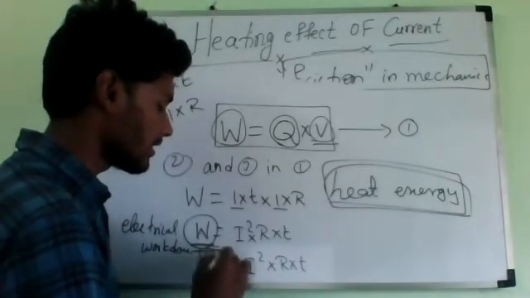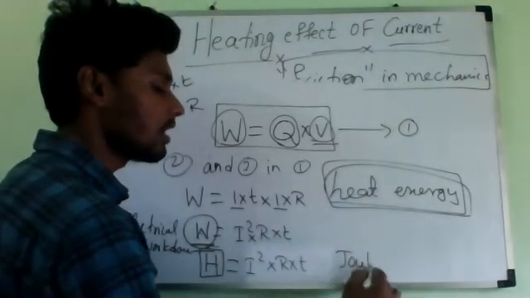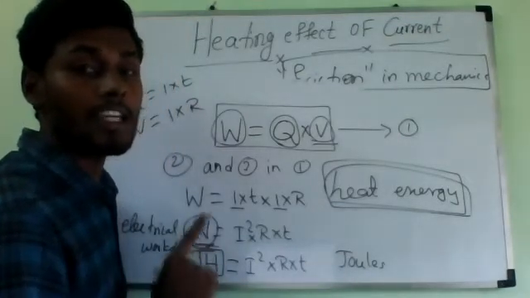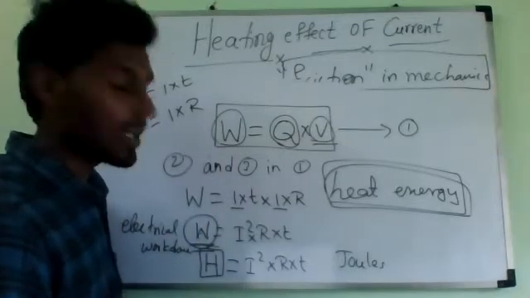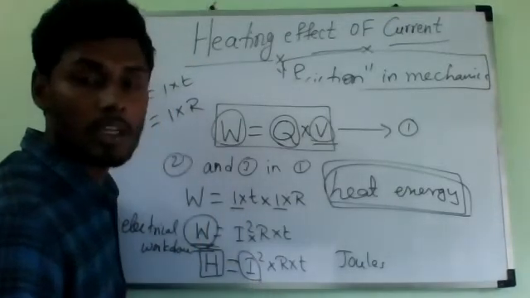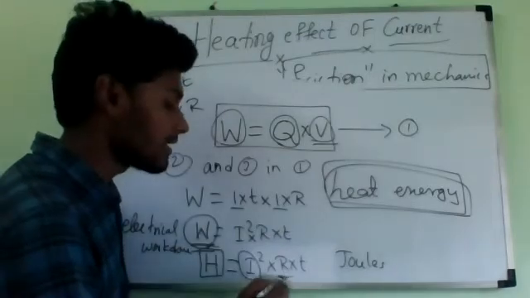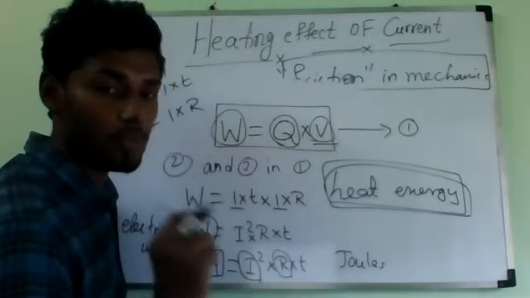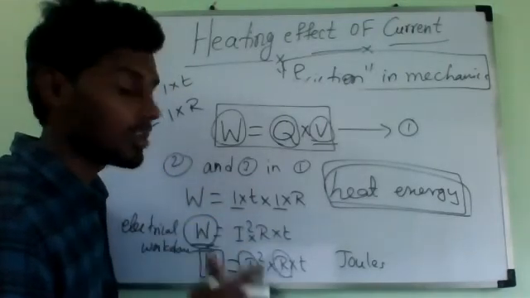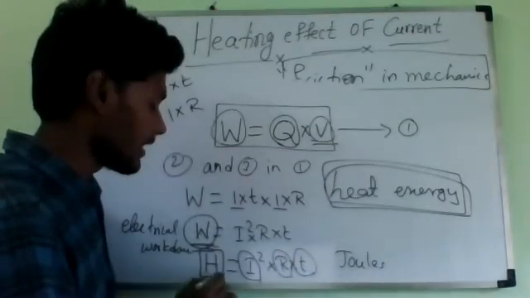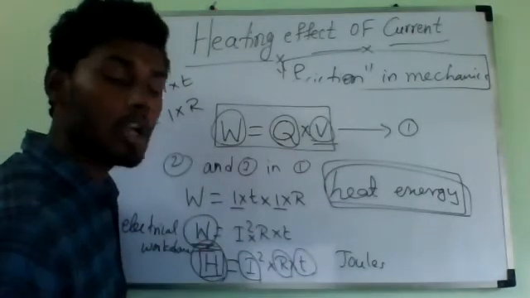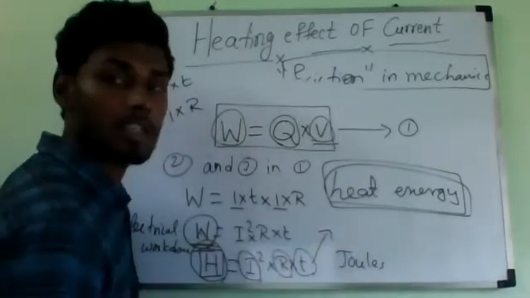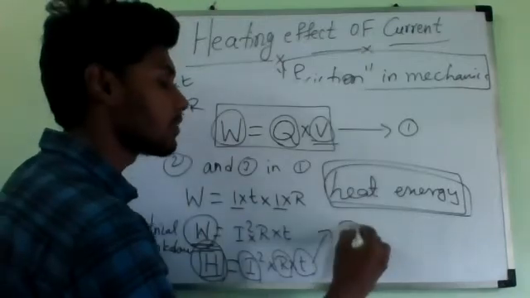We know that the unit of heat energy is joules. So this formula gives us the heat produced in joules when a current of I amperes flows in a wire of resistance R ohms, ohm being the unit of resistance, for time t seconds. Then the heat energy produced by the body equals the work done by the electrical energy. This equation is known as Joule's law of heating. Remember, very important.